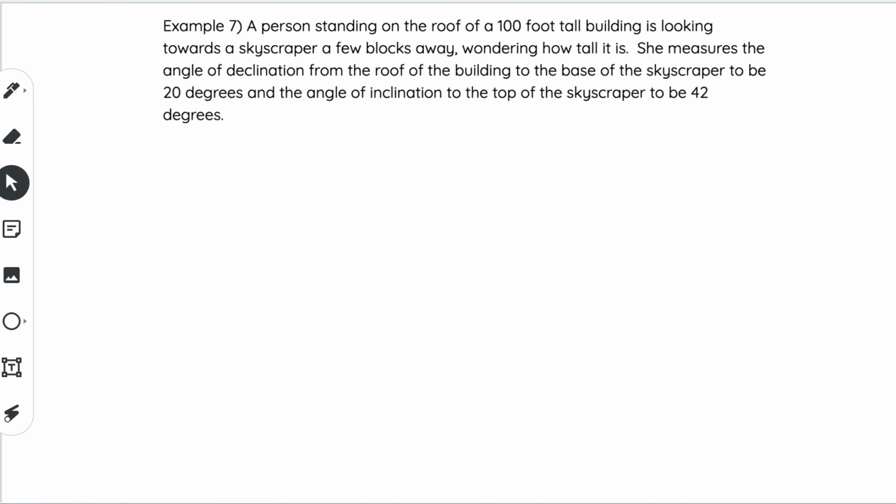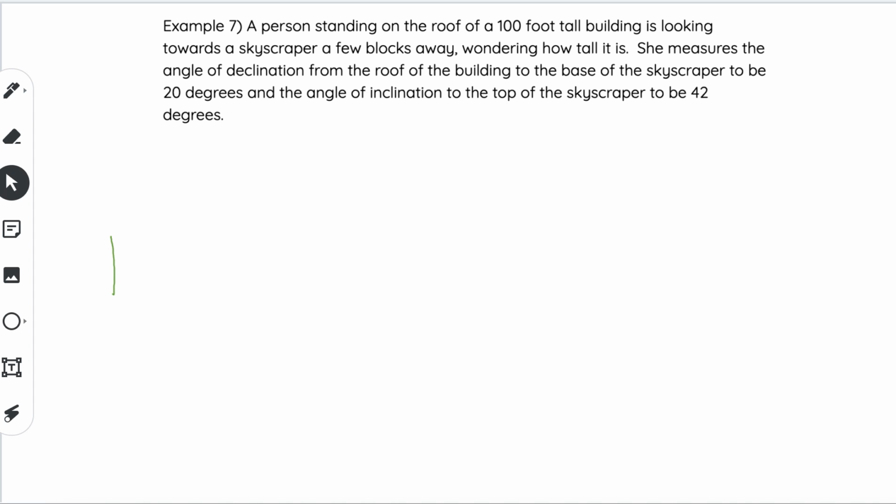A person is standing on the roof of a 100-foot building, is looking toward a skyscraper a few blocks away, wondering how tall it is. She measures the angle of declination from the roof of the building to the base of the skyscraper to be 20 degrees, and the angle of inclination to the top of the skyscraper to be 42 degrees. All right, so let's draw a little picture here, see what we're looking at.